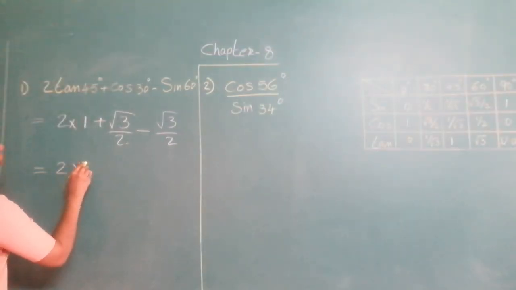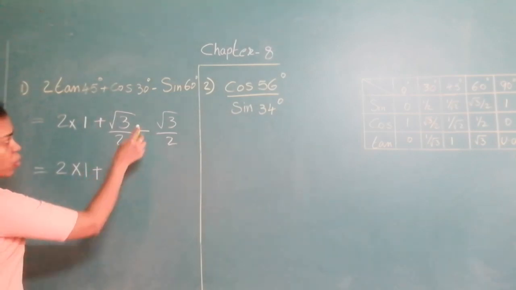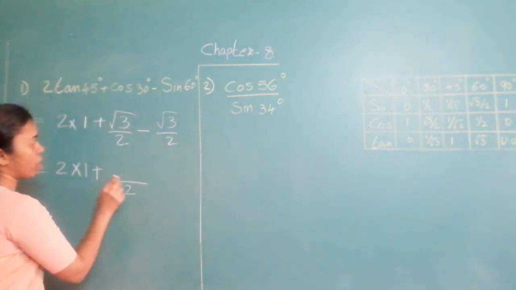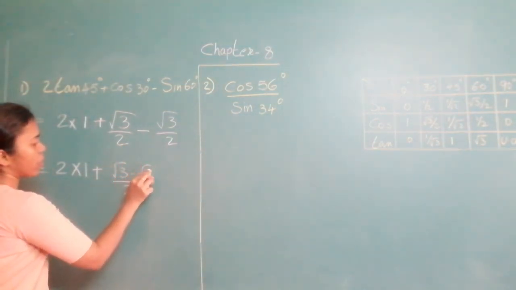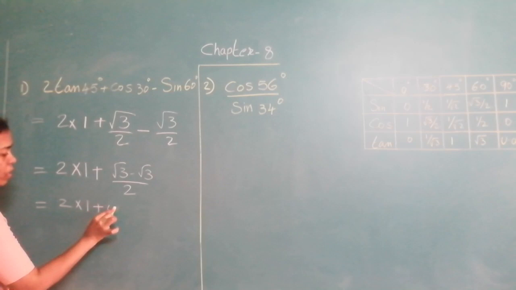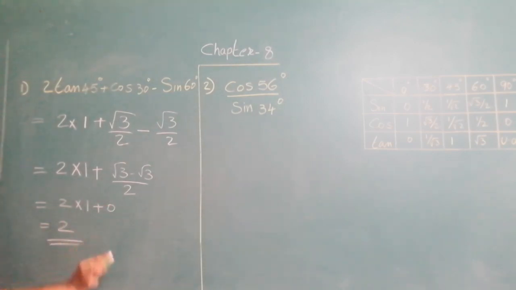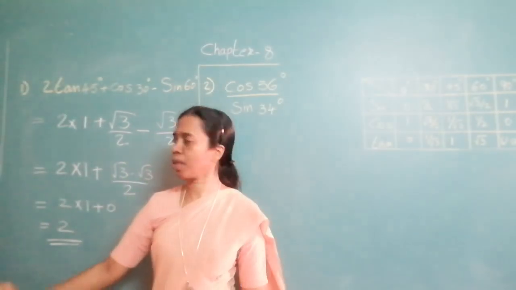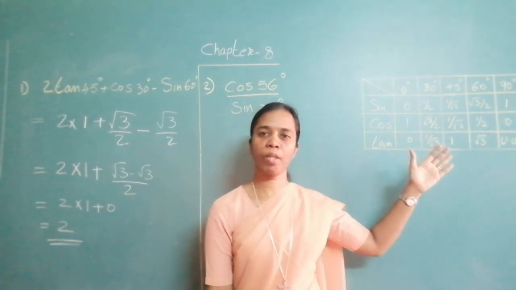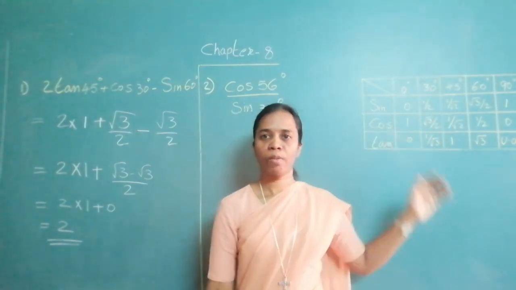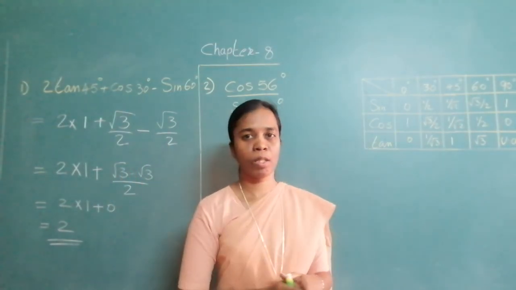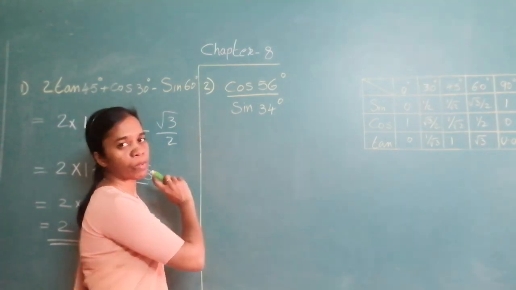So you will have 2 into 1 plus, for those who find it difficult to understand, take a common denominator. You have root 3 minus root 3, both get cancelled, so you will have 0 over there. So 2 into 1 plus 0, that is equal to 2 into 1, which is 2. So this is the answer. Okay, this is direct substitution of the values from the table, so you should know the table. Just draw it and keep it at the beginning only. And when the questions are there, you just substitute the values from there, and you will end up getting the answer. Now how do we solve the second one?